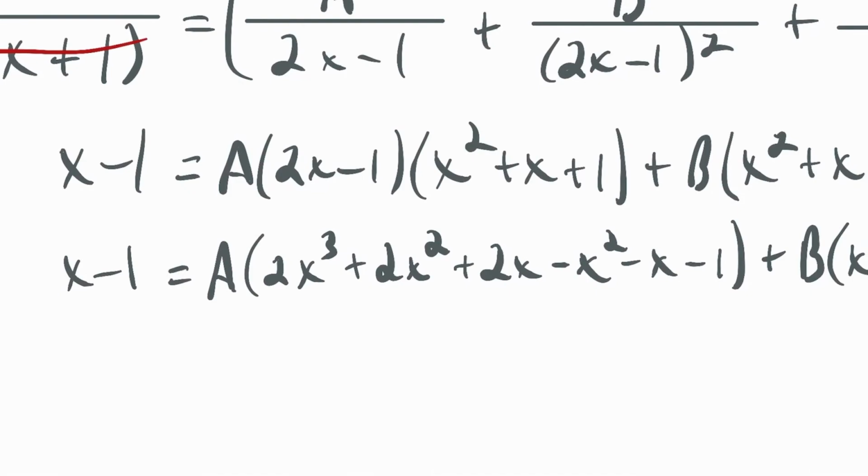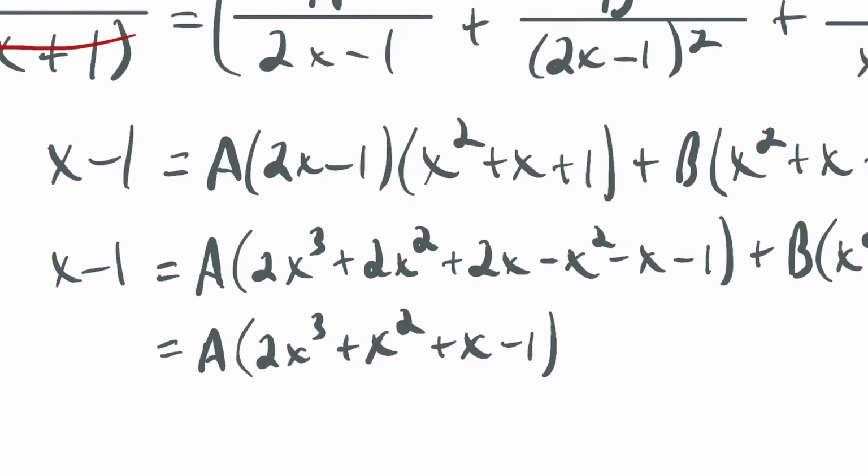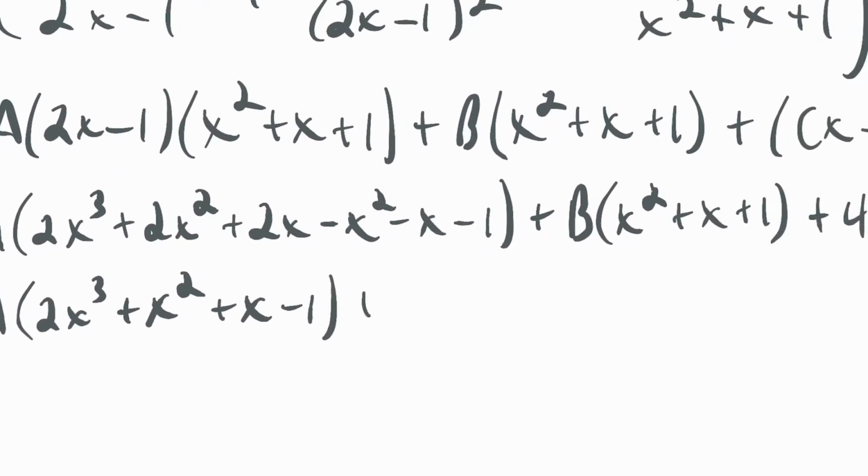Okay, so now I'm going to distribute a. Well, you know what I'll do next? I'll combine like terms before I distribute. That's fine. Yeah, let's do that. So 2x cubed plus x squared, because I have two quadratic terms, plus x minus 1. Okay, and then here I don't have any like terms to combine, so b times x squared plus x plus 1.